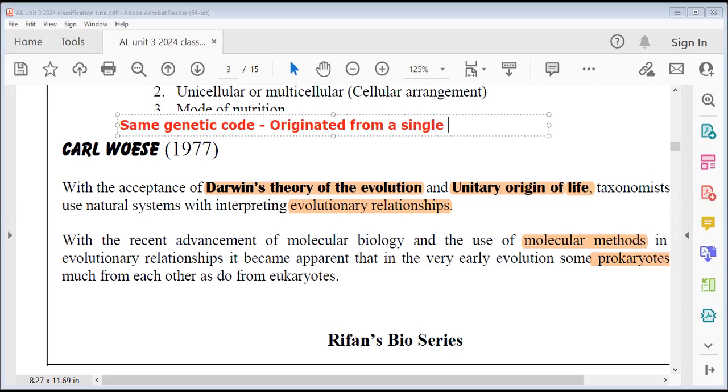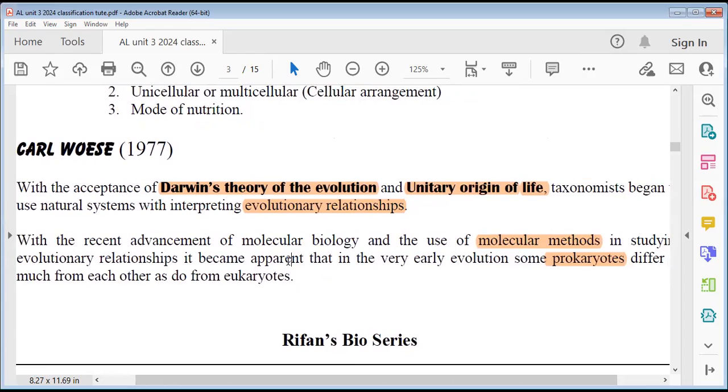Understood? Yes, sir. Remember, bacteria are also relatives of ours. Somewhere, bacteria's grandfather and our grandfather are the same. So the same genetic code tells us we originated from a single point, and that tells us we had a unitary origin. This is the way to understand the unitary origin. Actually, it's a little deep concept, so for you to understand in this manner, I told you this idea. Are you clear? Yes, sir.